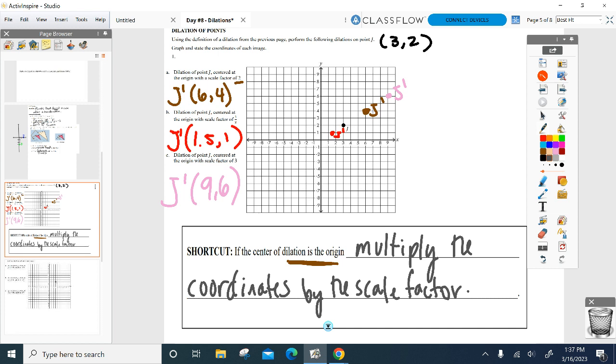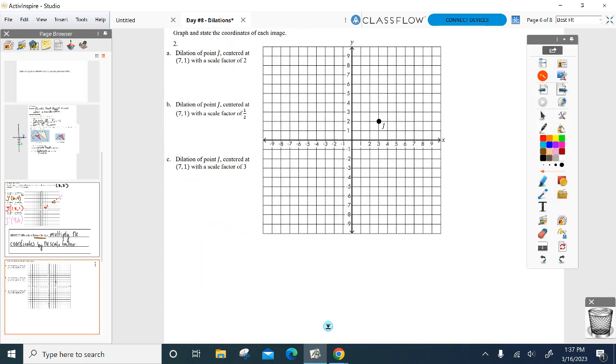Oh, but what class are we in? Yeah, honors. Are we always going to dilate around the origin? Absolutely not. So what do I do then? Same thing we did before you knew the rule. So now I'm going to dilate around 7, 1. So everyone find 7, 1 on your graph. Now I'm going to dilate around this point. Okay, so I just can't multiply by 2 now. That's not going to work because the center's not the origin.